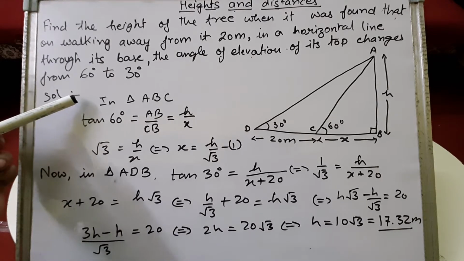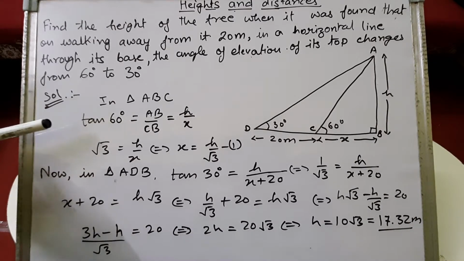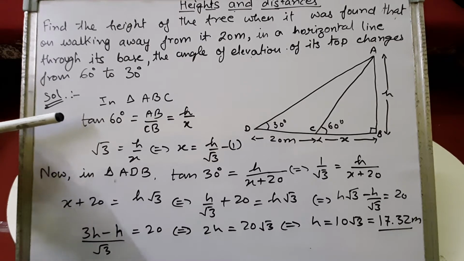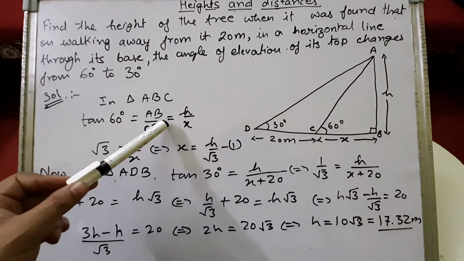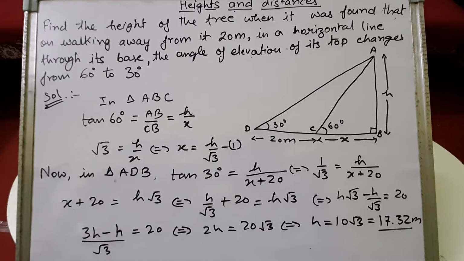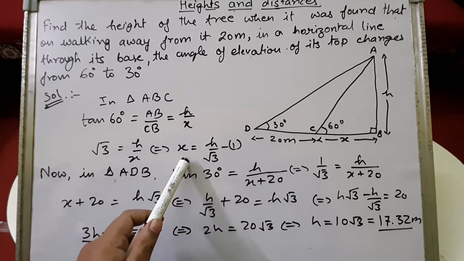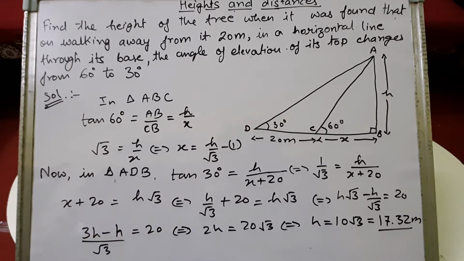First we say that in triangle ABC, this is triangle A, B and C. This is the perpendicular H and this is the base X that we have assumed. In triangle ABC, if we apply tan 60 degree, tan theta equals perpendicular upon base. So tan 60 degree will be AB upon CB. AB is the length that we have assumed as H, and CB is the length we have assumed as X. Right, children? The value of tan 60 is root 3. Root 3 equals H upon X. So if we cross multiply, we'll get X as H upon root 3. Right? The value of X is H upon root 3.